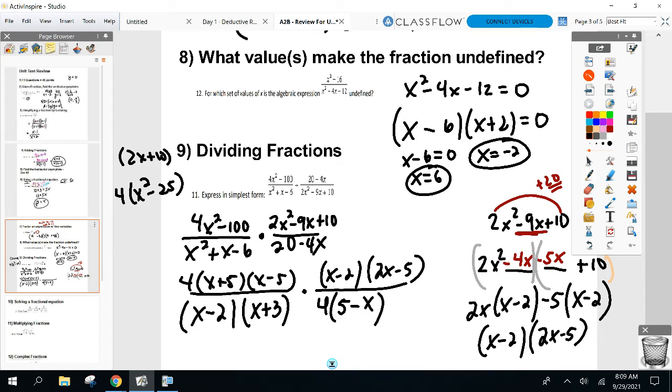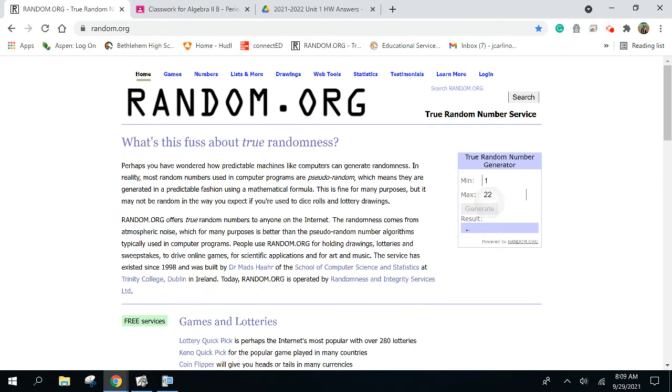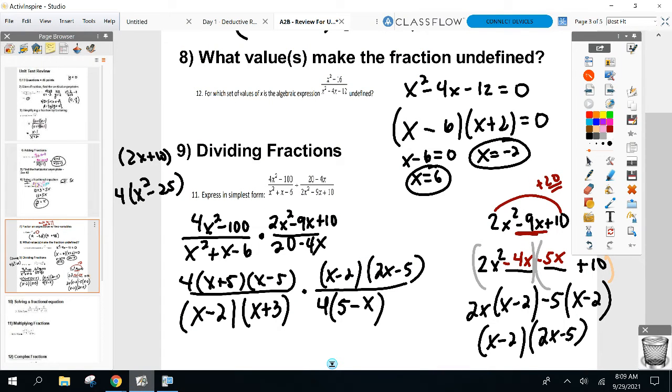There we go. Now it's our favorite time, right? Cross out time. Everything you can cross out. Let's go. Everything. Don't leave anything, Olivia. X minus 2 and X minus 2.